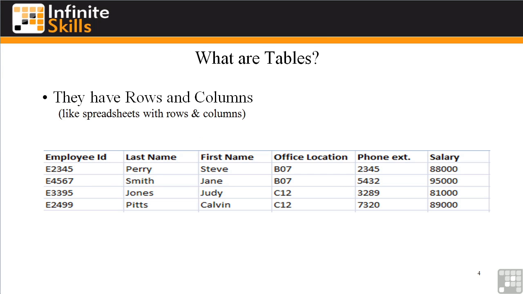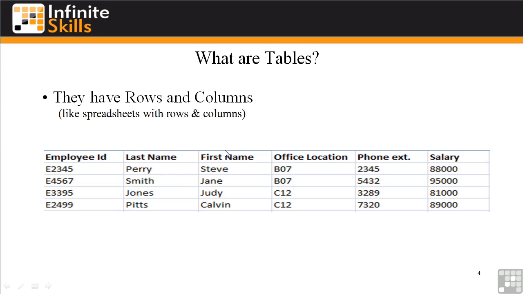So what are tables again? They have rows and columns, very much like spreadsheets. Now, unlike Excel spreadsheets, instead of numbering the rows along the side with 1, 2, 3, 4, we have an ID here that keeps track of each row of data that's unique. And instead of putting A, B, C, D for the columns, we label the data: employee ID, last name, first name, and so forth.